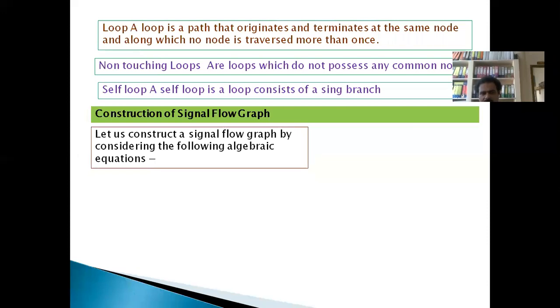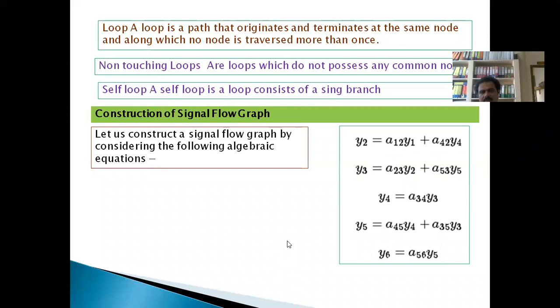Now we are going to deal with construction of signal flow graph from the mathematical model. Okay, try to note down this one, very, very important. Try to note down these equations. If we observe these equations, they are represented in cause and effect form. Because of inputs y1 and y4, you will get output y2.